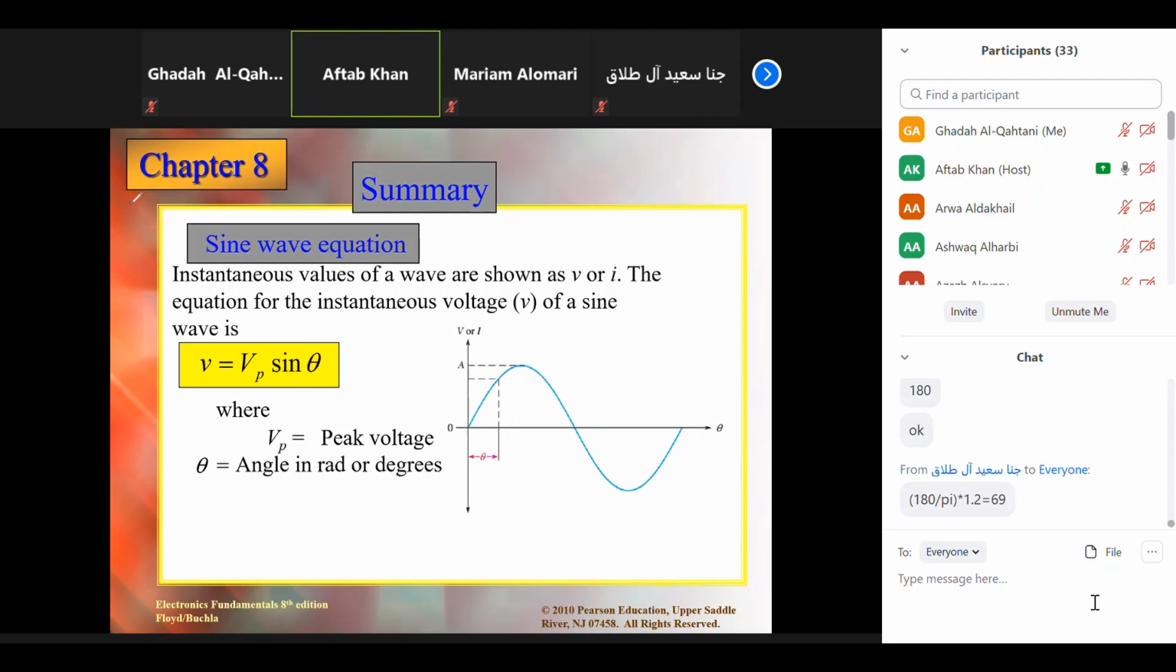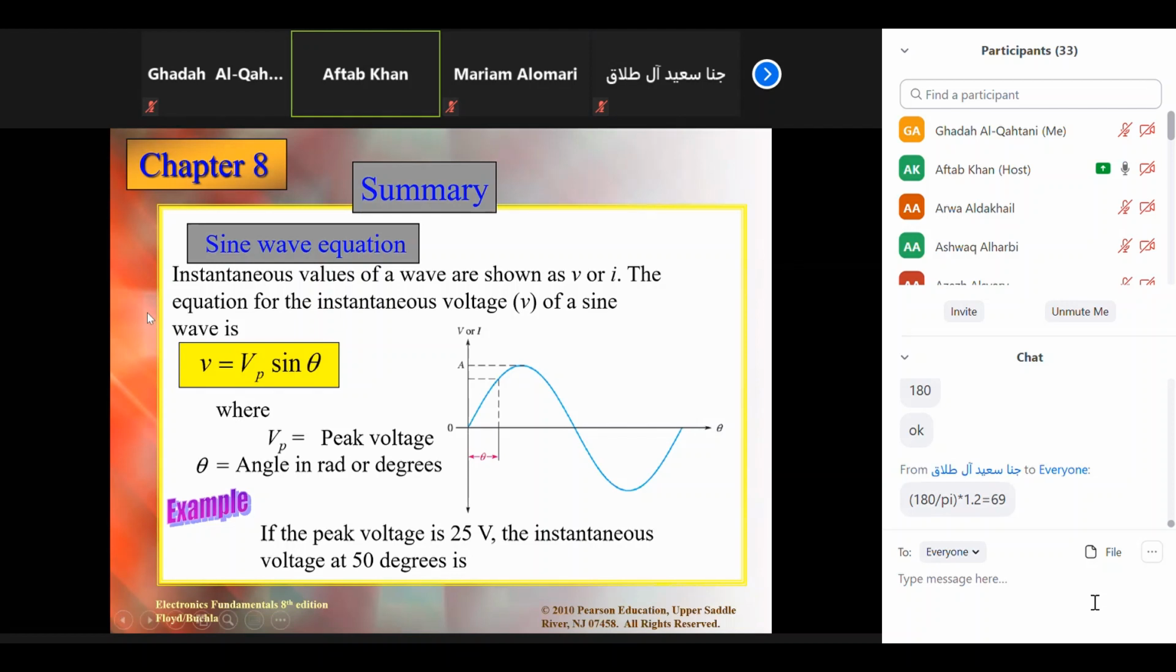Theta could be in radians or in degrees, because it's an angle. So if I ask you, if the peak voltage is 25 volts, how much is the instantaneous voltage at 50 degrees? Theta is given, the peak value is given. You can just put them in the equation. How much is sine 50? Get the value and multiply by 25. So you will get this value. Yes, it is about 19.2 volts.